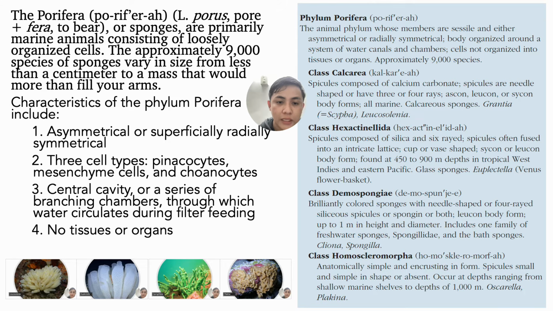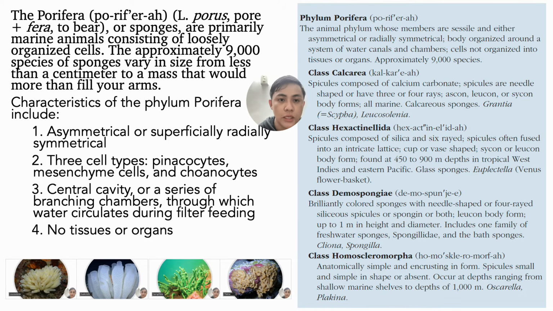Then we have the class Homoscleromorpha. They are anatomically simple and encrusting in form, with spicules simple in shape or absent. They occur at depths ranging from shallow marine shelves to depths of 1,000 meters. Species examples are your Oscarella and Plakina.